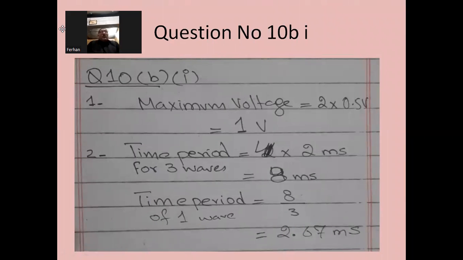So the maximum voltage will be 2 multiplied by 0.5 volt, and that will be 1 volt. The time period for the 3 waves will be 4 multiplied by 2 milliseconds, and it will be 8 milliseconds. So the time period for 1 wave will be 8 divided by 3, and that will be 2.67 milliseconds.